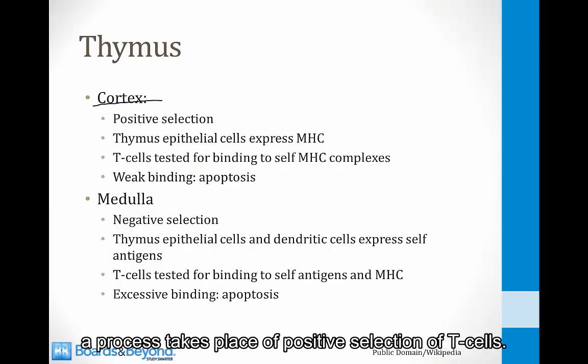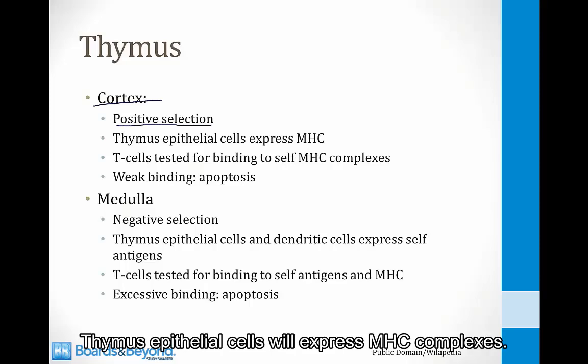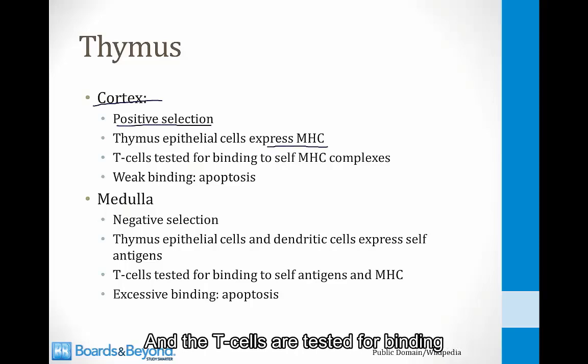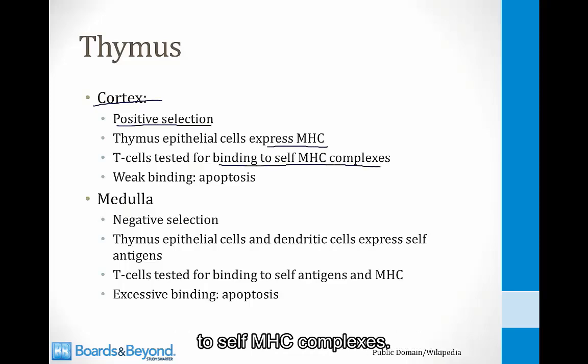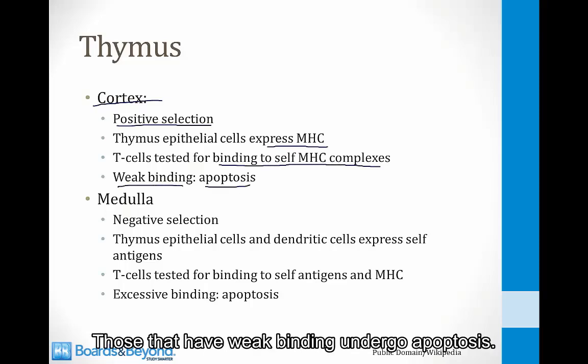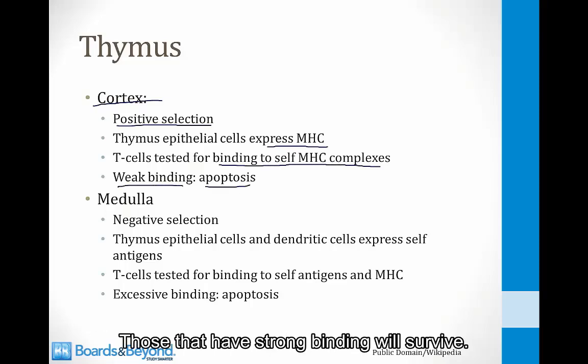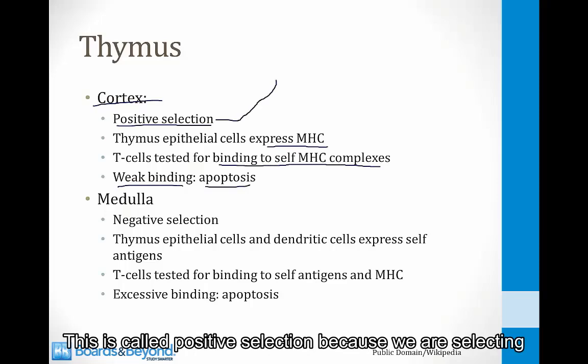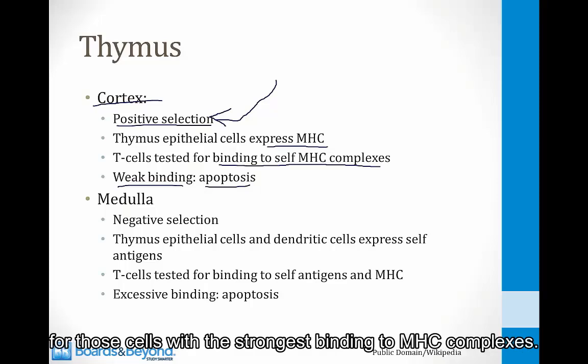In the cortex, a process takes place of positive selection of T cells. Thymus epithelial cells will express MHC complexes, and the T cells are tested for binding to self-MHC complexes. Those that have weak binding undergo apoptosis. Those that have strong binding will survive. This is called positive selection because we are selecting for those cells with the strongest binding to MHC complexes.